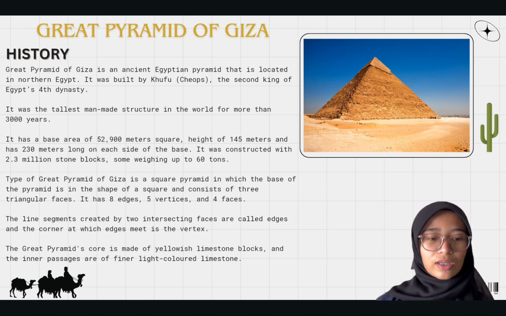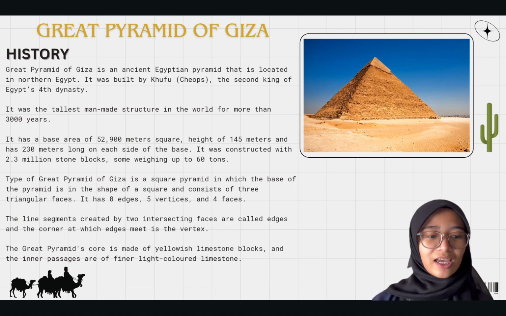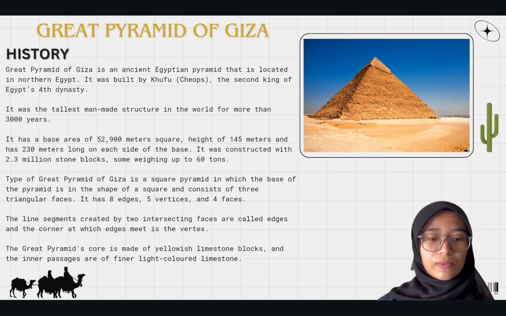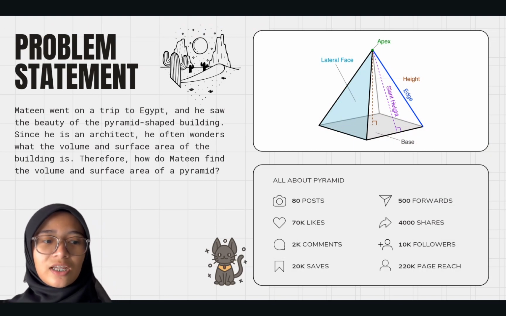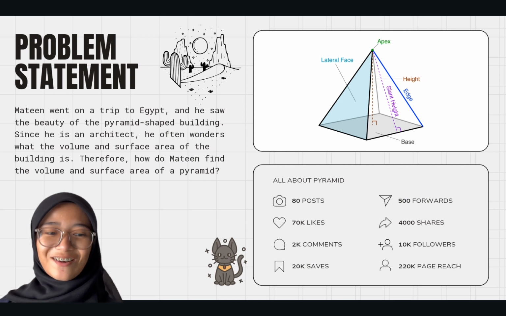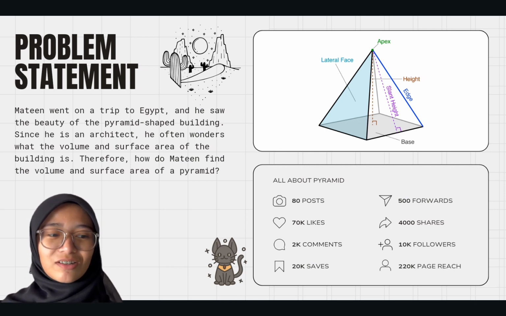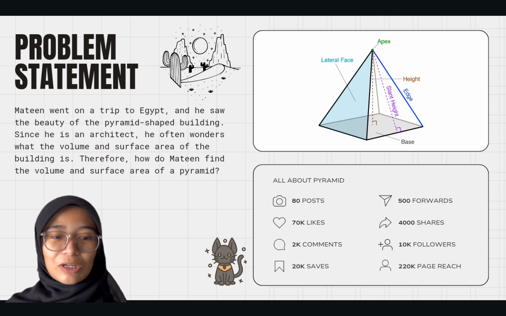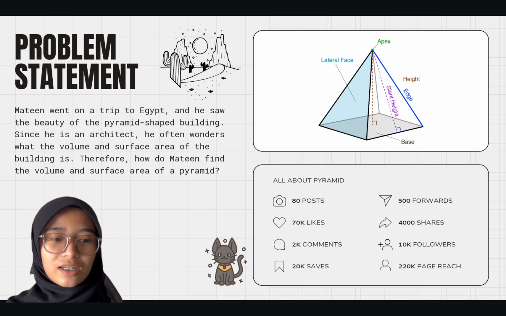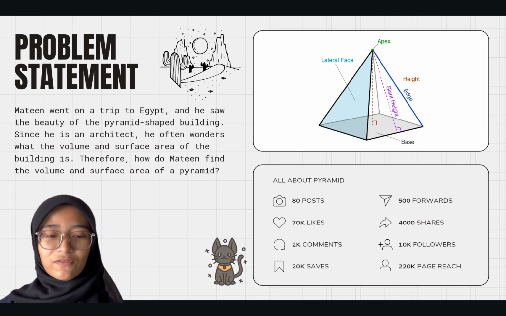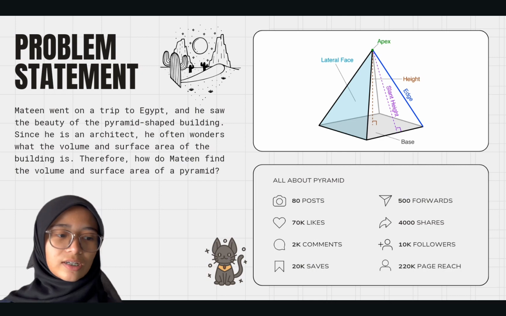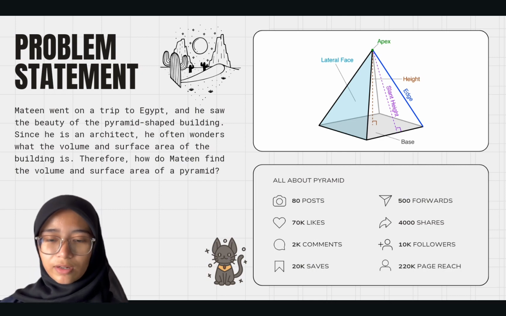The line segment created by 2 intersecting faces is an edge, and the corner at which edges meet is the vertex. So for the problem statement, Martin went on a trip to Egypt and he saw the beauty of the pyramid-shaped building. Since he is an architect, he often wonders what the volume and surface area of the building is. Therefore, how does Martin find the volume and surface area of a pyramid?